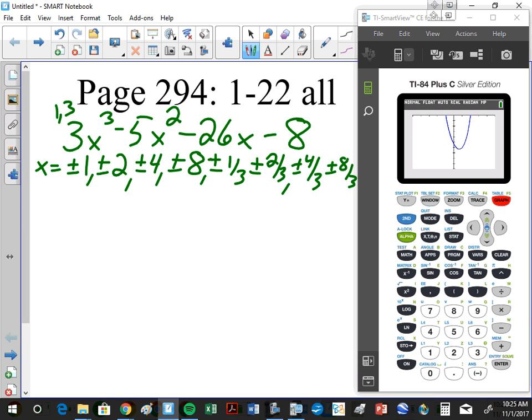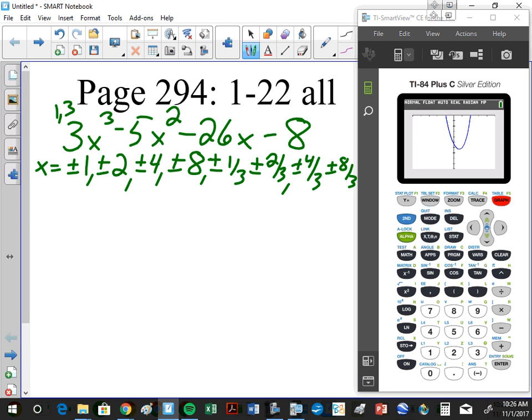Does 1 work? If I add 3, -5, -26, and -8, do I get 0? No. So if you add all the coefficients and you get 0, then 1 works. 1 is not one of the answers. Okay, so let's try. What do you want to pick? 4 or -4? Are there going to be negatives in this case? There has to be at least one negative. Does there have to be a positive? No, we could have 3 negatives or 1 negative and 2 positives.